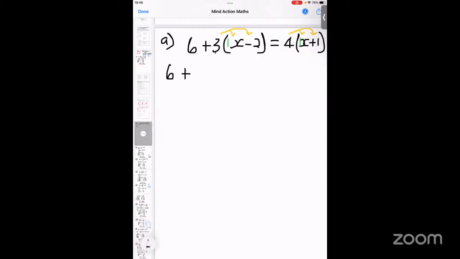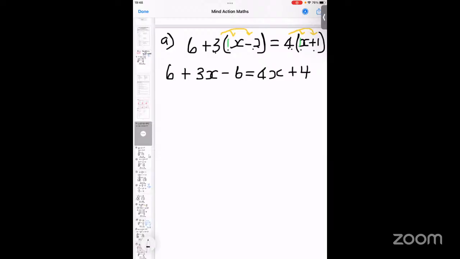So that means you have 3 times 1. What is that? That is 3. The letter will just remain as x. What is 3 times negative 2? It gives you negative 6. What is 4 times 1? It gives you 4x. What is 4 times 1? It gives you 4. What did I say? Letters on the left, numbers on the right.